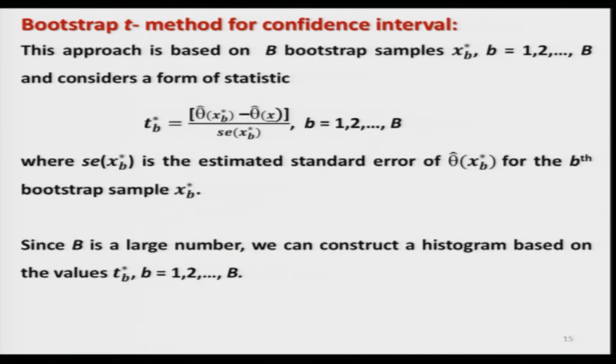So, now the final form of the t star b that will emerge is that for every bootstrap sample, we try to create this tb star, where the value of the parameter obtained for each and every bootstrap sample minus theta hat x, and try to use the bootstrap sample and compute its standard error.